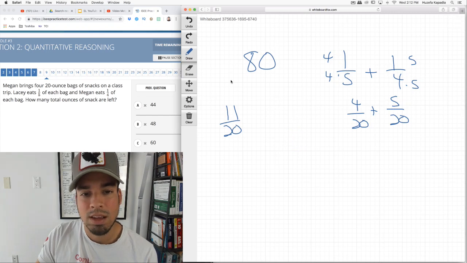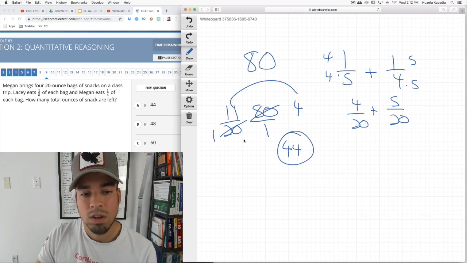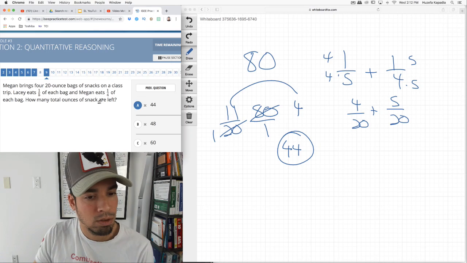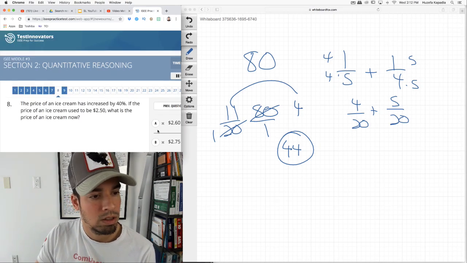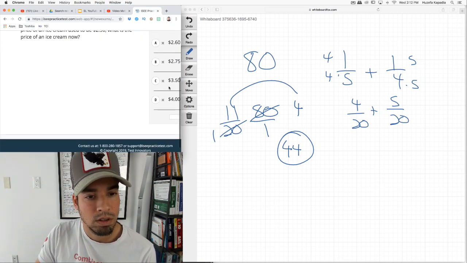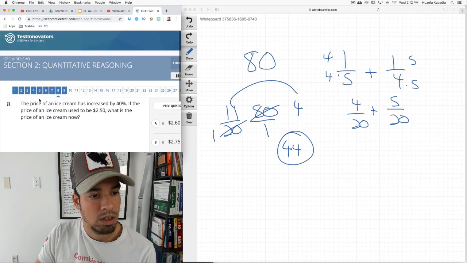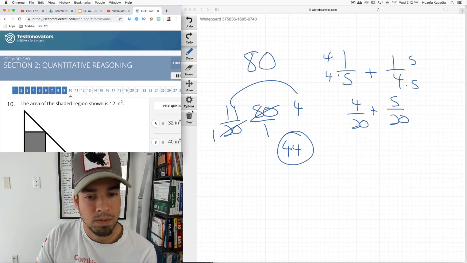So we want to take 11/20 of 80. Divide this by 20, that gives 4. 4 times 11, 44. So 44 ounces are left. Oops, did I skip 8? Oh, I didn't select 350. Okay, next, 10.